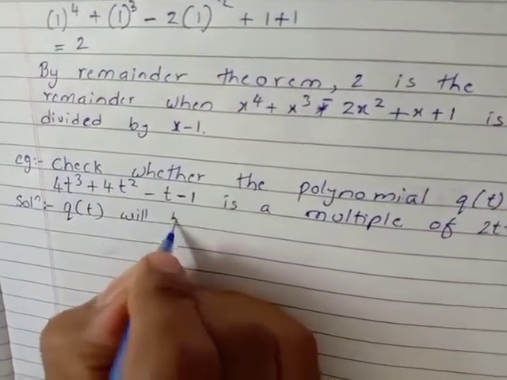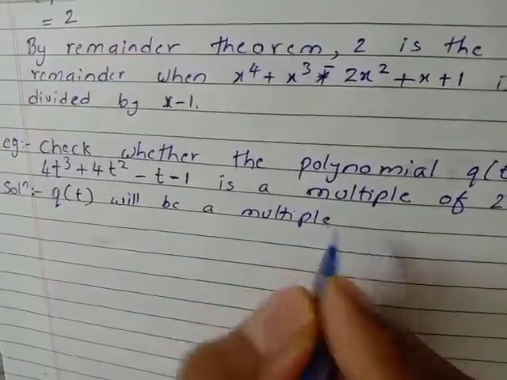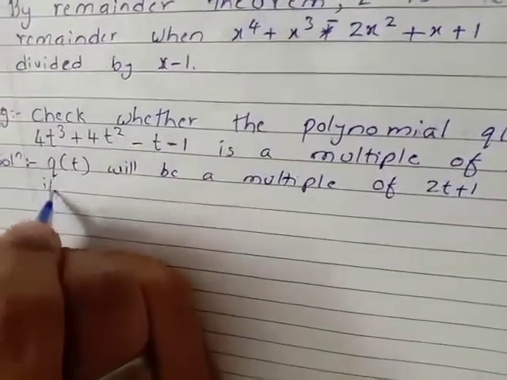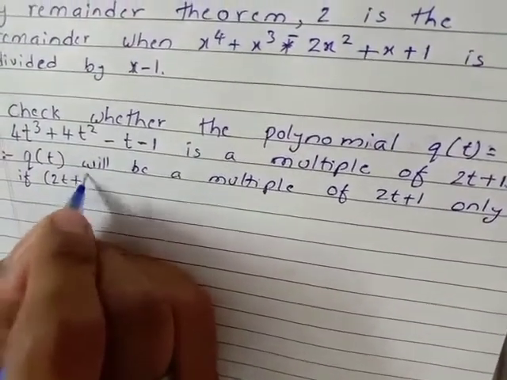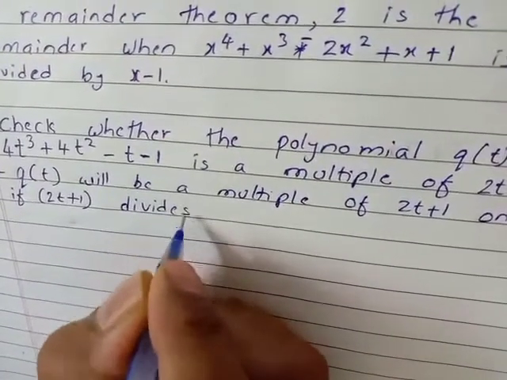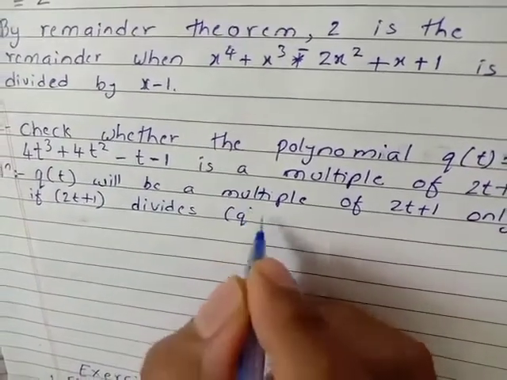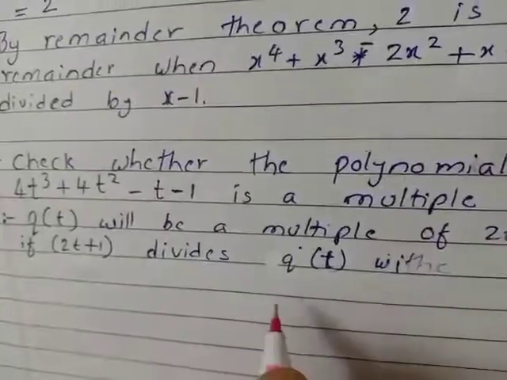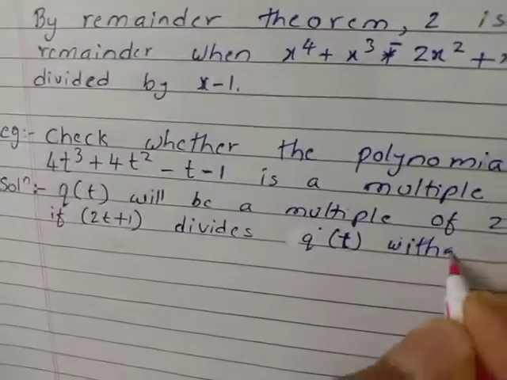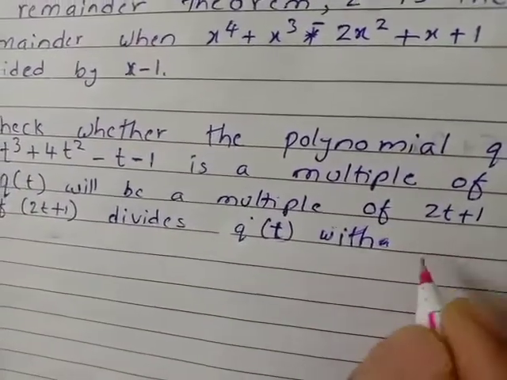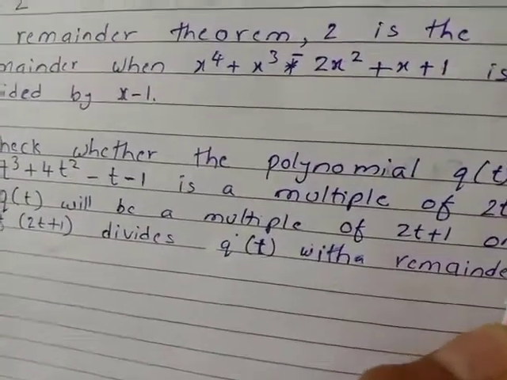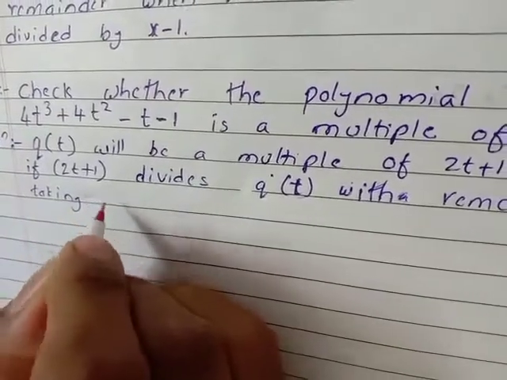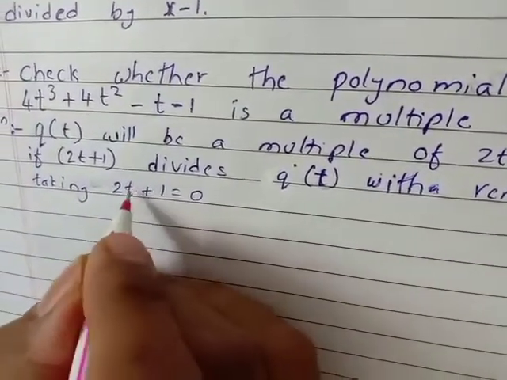Now q(t) will be a multiple of 2t plus 1 only if 2t plus 1 divides q(t) with remainder 0. Now, taking 2t plus 1 equal to 0, we will get the value of t.